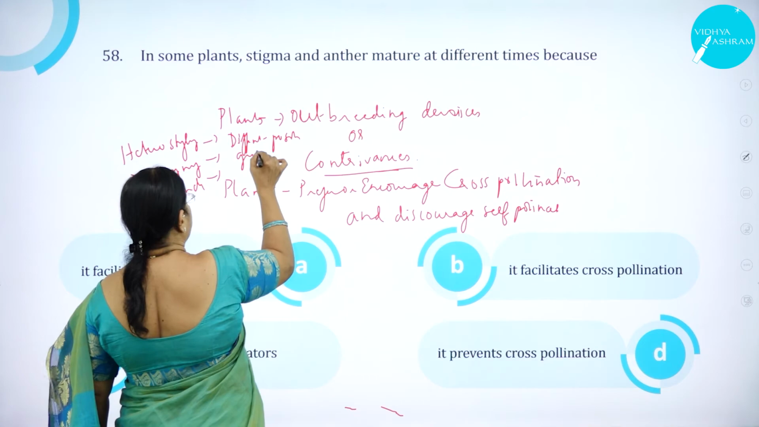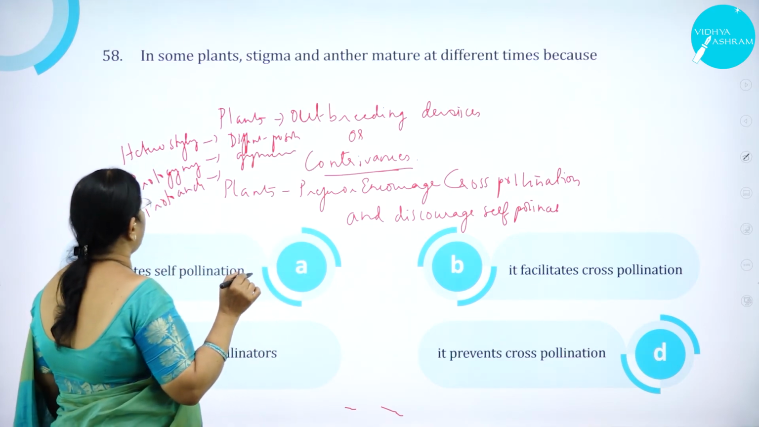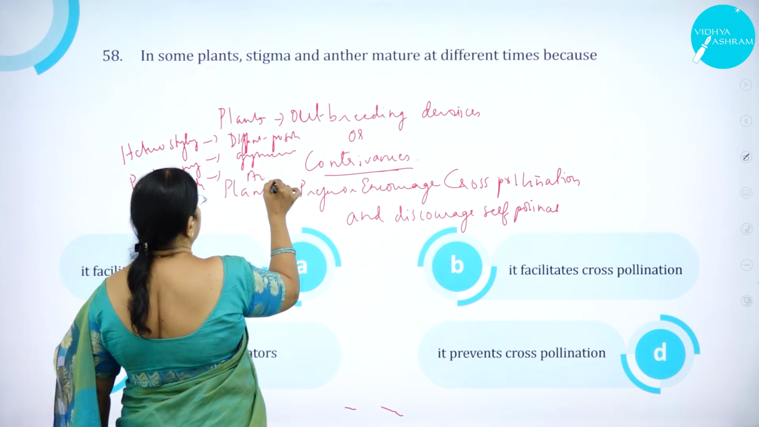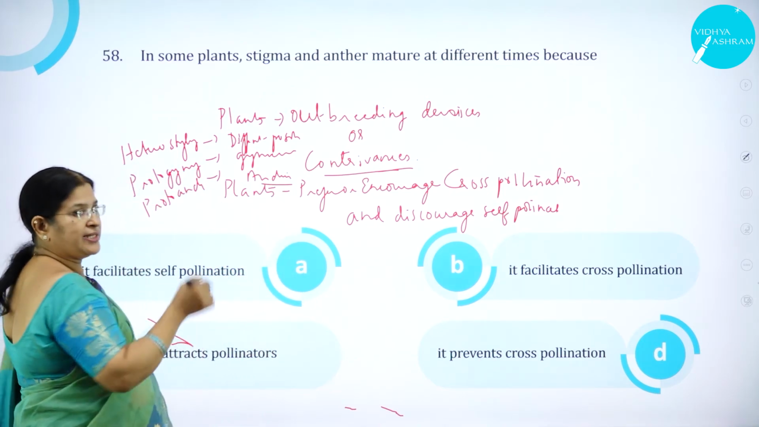Protogyny, gynoecium matures prior to androecium. And protoandry, androecium matures prior to gynoecium. So all these are the devices.